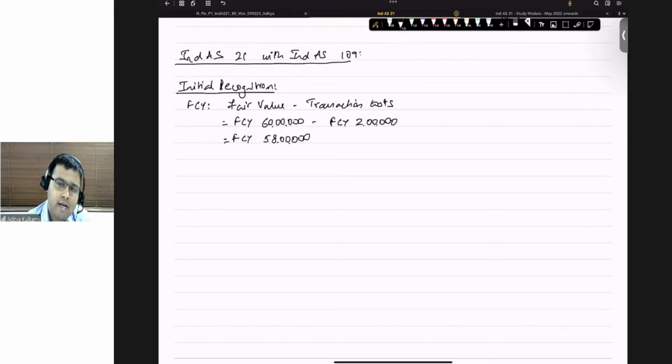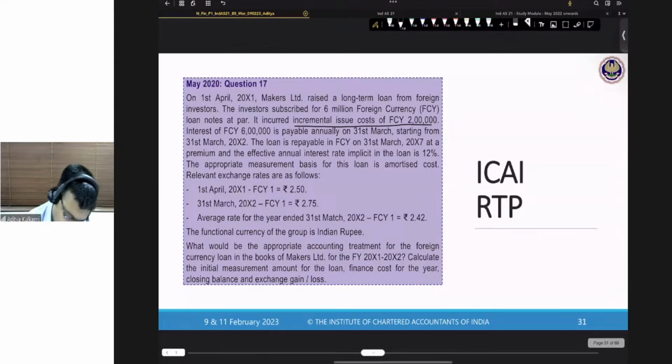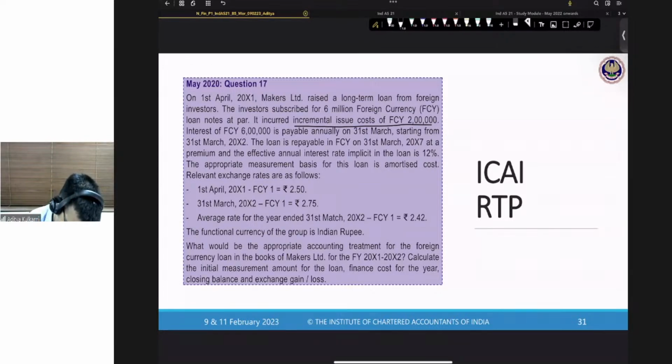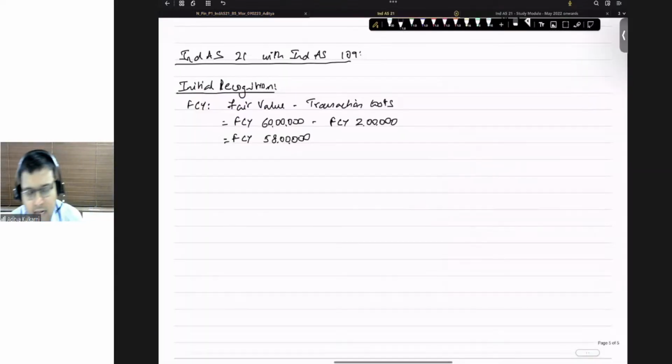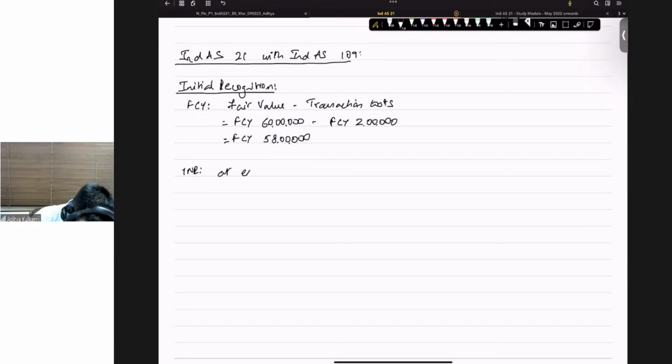But wait a minute, sir. We are maintaining Indian books, because our functional currency is Indian. Correct. So when you raise it on 1st April 20X1, you will convert it using the relevant exchange rate of 2.5. At what rate? Sir, I will convert it at the rate on the date of the transaction. So the INR value of this will be at the exchange rate on the date of the transaction. Okay, sir. Done.